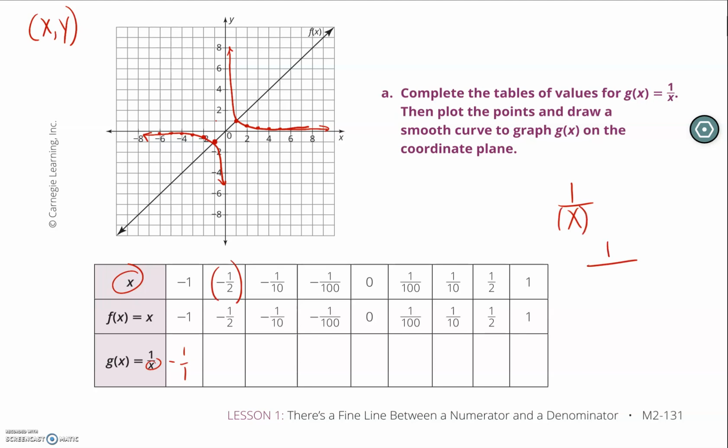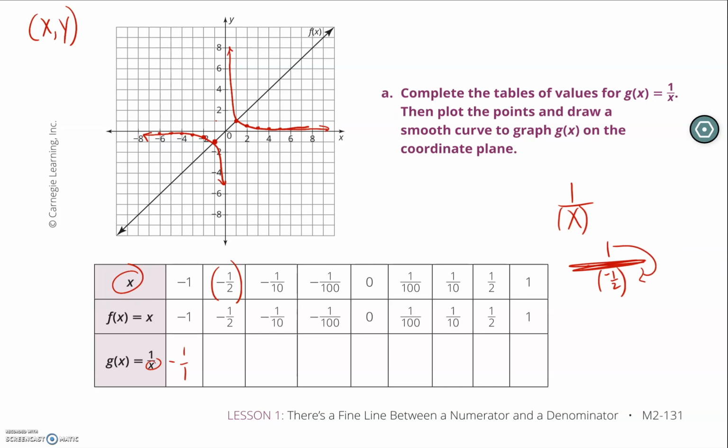So we have 1 over -1/2. Well, what are fractions? Fractions are just division problems. Anytime you see a fraction, you can divide it out. Anytime you see a division problem, you can write it as a fraction, vice versa. So what this line is really telling us is that it's 1 divided by -1/2.